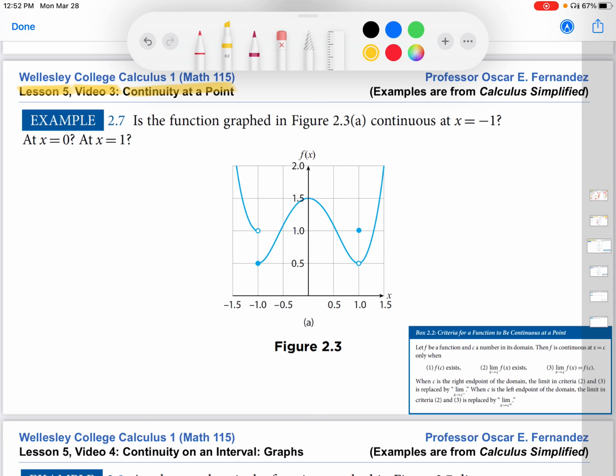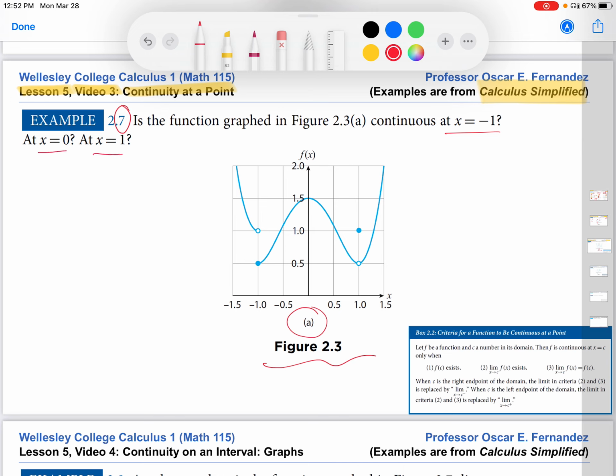Topic here is continuity at a point, and we are going to talk about an example from Calculus Simplified. The example here is 2.7, the 7th example in chapter 2. So the example says, take a look at the function graphed here, figure 2.3a, and figure out if it's continuous at x equals -1, 0, and 1.